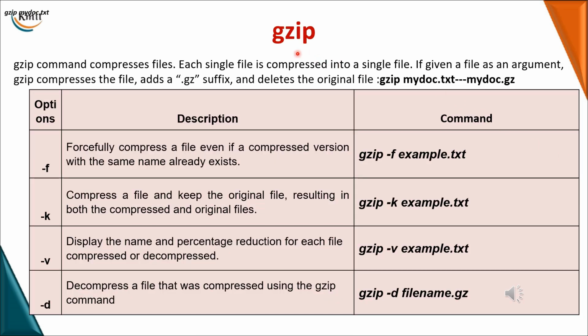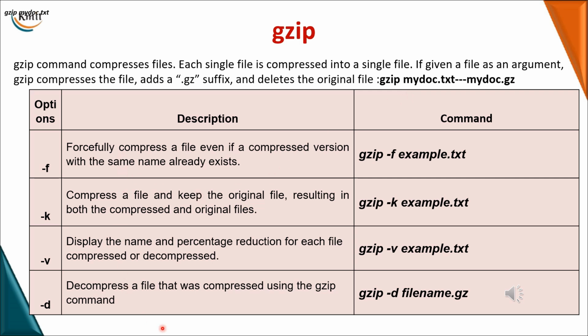And we have another command here, gzip, which is used for compressing the file. Gzip works on an individual file, whereas tar works on multiple files. Tar will not compress the data, it just clubs them together, whereas gzip will compress the data. So if I write gzip followed by mydoc.txt, the content in this file will be compressed using a compression algorithm, the size of the file will be reduced, and you get a new output file as mydoc.gz, and your original mydoc.txt will be deleted.